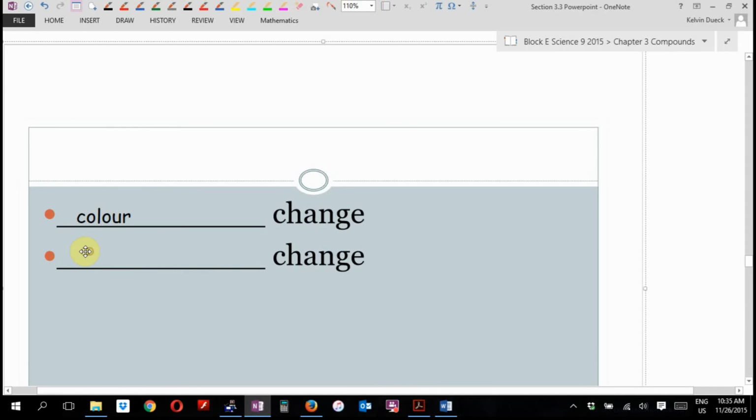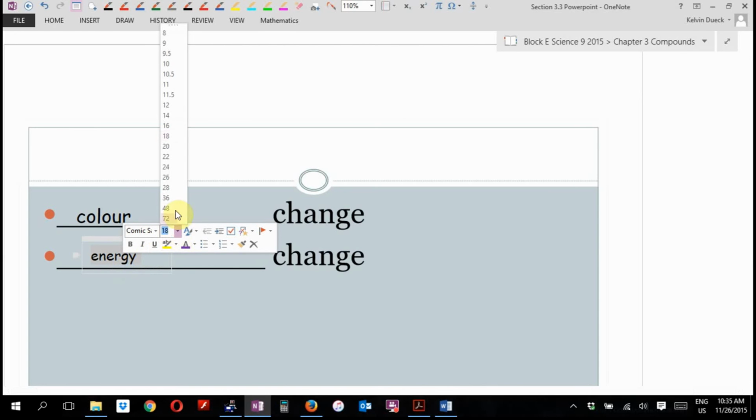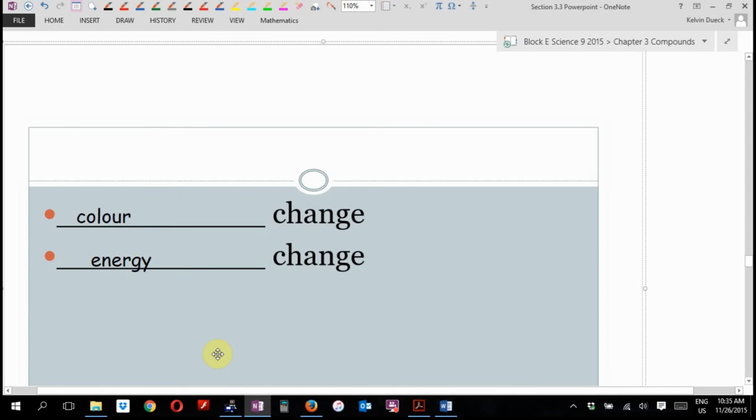Okay. Another one. If there is an energy change, Mr. Dewick, you said that for a physical change, those are usually accompanied by an energy change. What I really mean is this. If you're not adding any extra energy yourself, you're not boiling it, and you mix chemicals together and they all of a sudden spontaneously start burning, that's probably a chemical change.